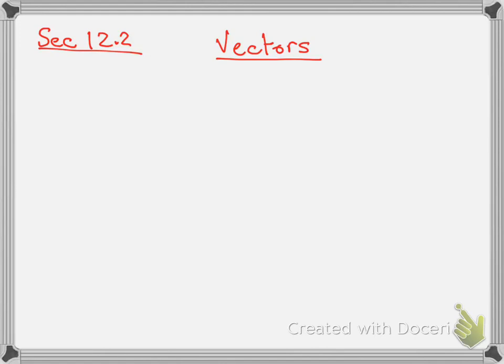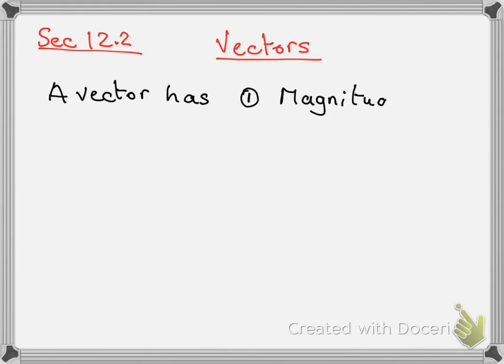Today I'm going to talk about section 12.2, that's vectors. So what's a vector? Well, a vector is actually a quantity that has a magnitude and a direction. So it's something that has two things. First, it has a magnitude or size or length, so the magnitude would be the length of the vector, and a direction.